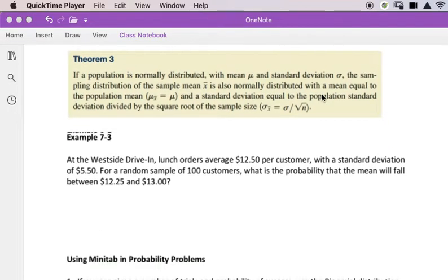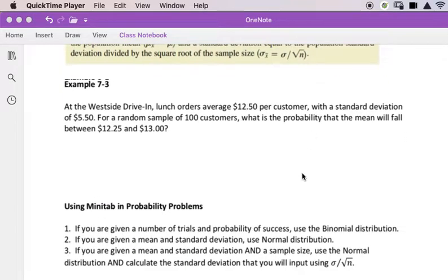So we're going to look at an example here. It's example 7.3. It says, at the West Side Drive-In, lunch orders average $12.50 per customer with a standard deviation of $5.50. For a random sample of 100 customers, what is the probability that the mean will fall between $12.25 and $13? We're going to do this problem using Minitab.